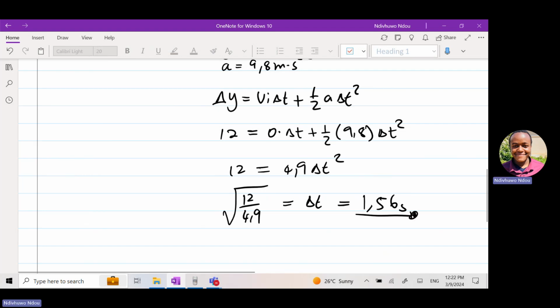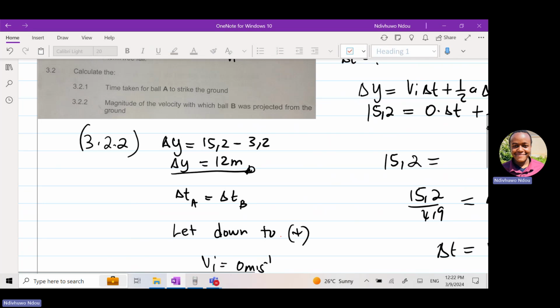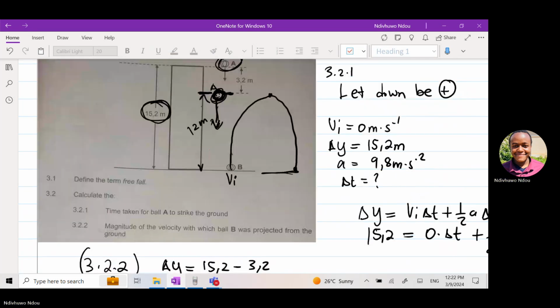It takes only 1.56 seconds to move from that position going downward, right? Okay, remember what we said. For them to strike the ground at the same time, it means the total time it takes for ball A to move from that 12 meters going downward will be the same as the total time it takes for the whole entire motion for ball B, because they have to strike at the same time.